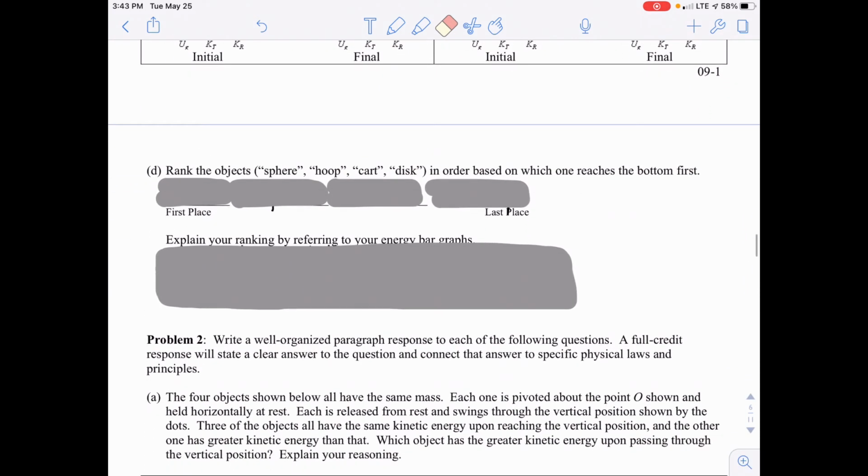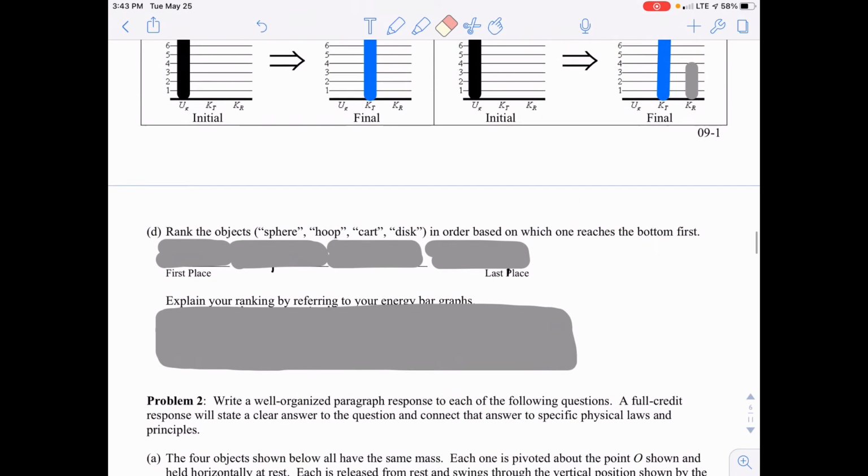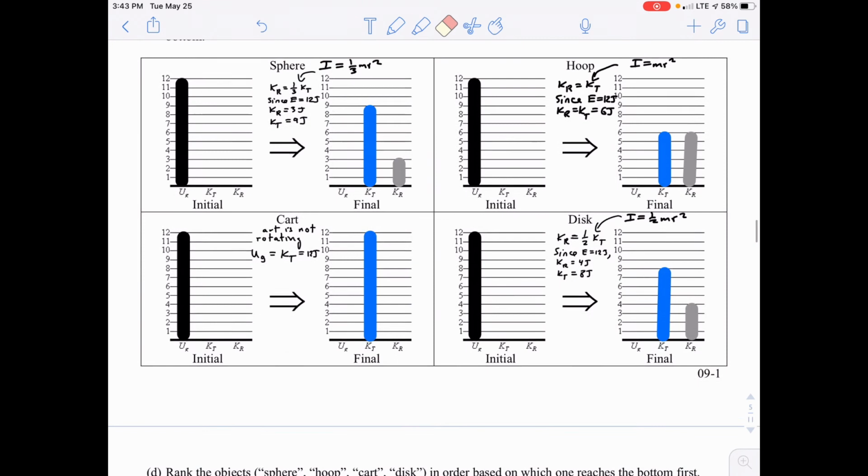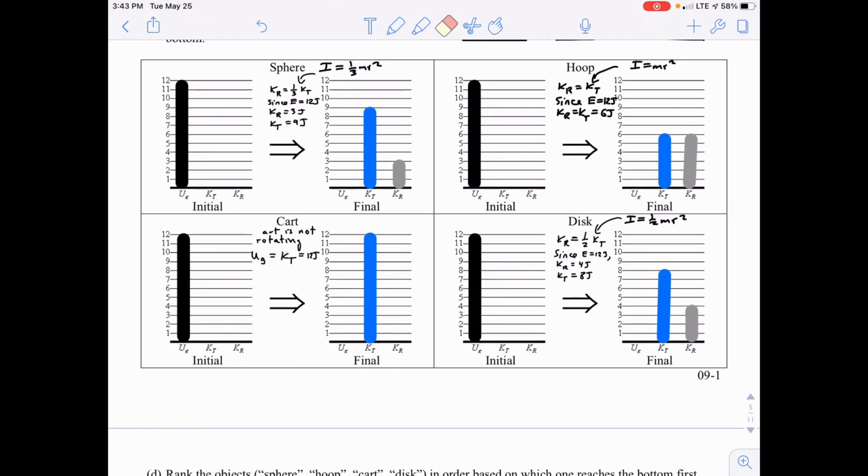Rank the objects, sphere, hoop, cart, and disk, in order in which one reaches the bottom first. Well, completely based on the translational energy. So the cart has the greatest translational energy, that's going to get there first. The sphere has the next highest, that's going to get there second.